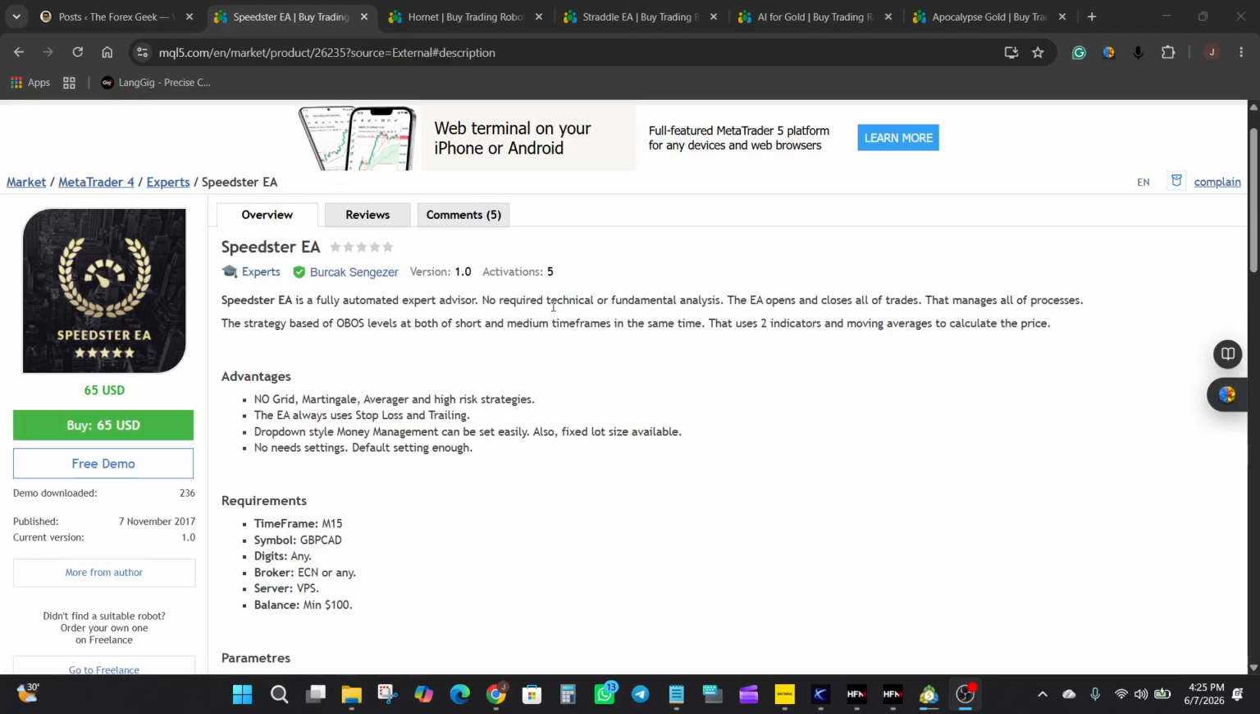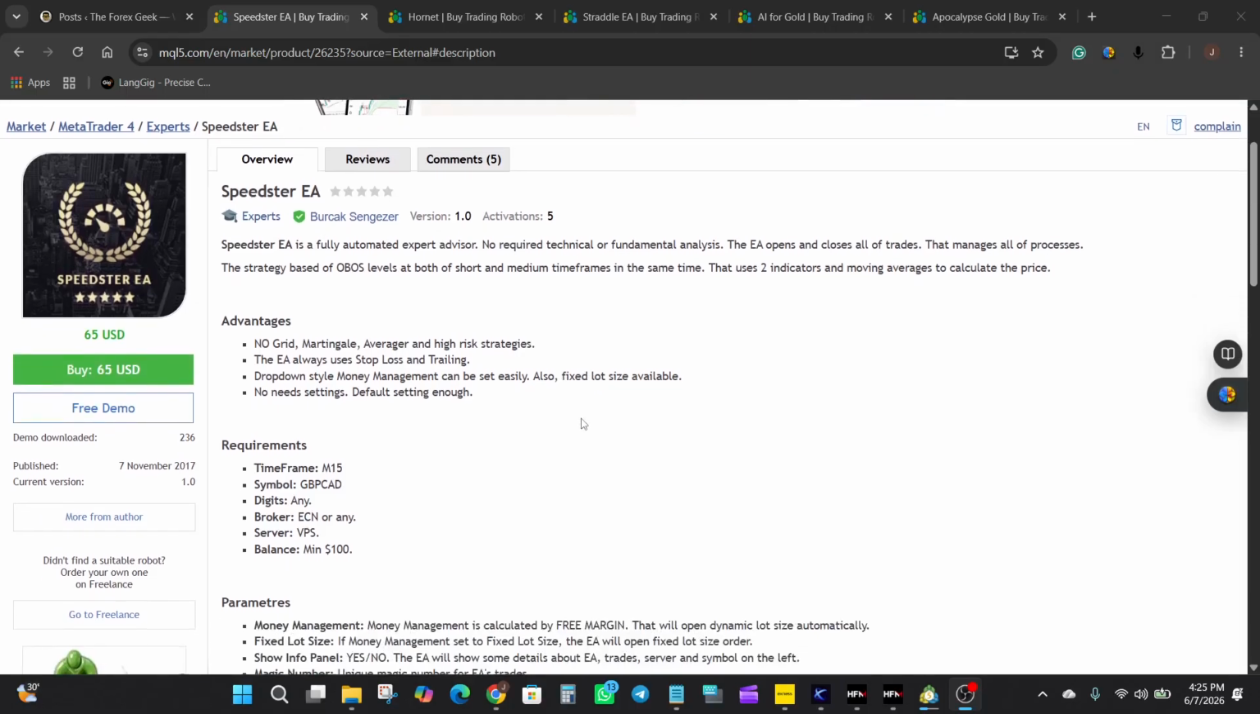Looking through the product description, the developer presents this as a fully automated trading system that handles both trade entries and exits without requiring manual, technical, or fundamental analysis. The EA is designed to manage the entire trading process automatically once it is running on the chart.